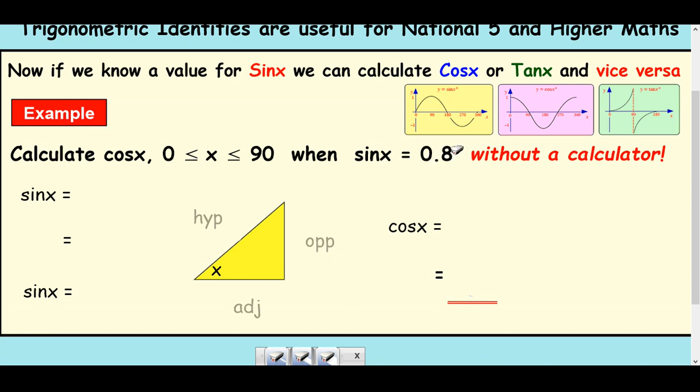Now I know 0.8 is 8/10. That's units and that's tenths. So I'll write it as 8/10. Now, I also know that 8/10 is 4/5 if you simplify it, divide the top and the bottom by 2. So that's 4/5. Now, in this wee set of lessons, it's expected you know how to label a triangle.